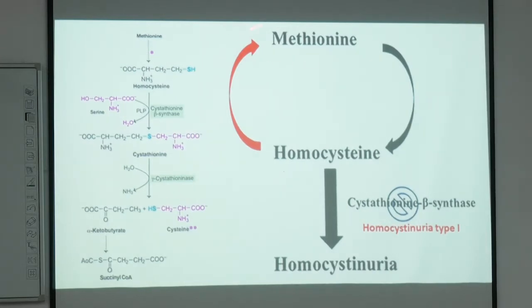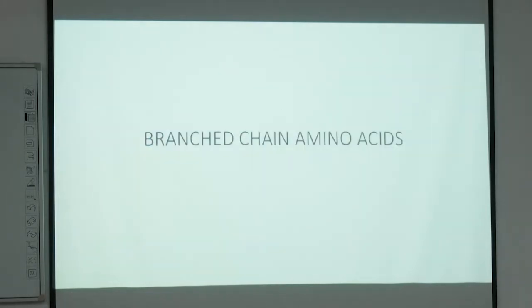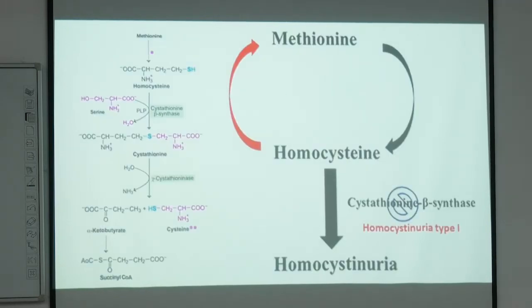So here, from methionine, we are getting homocysteine. From homocysteine, it is either converted back to methionine or it is converted to cysteine or cystine. But when this pathway is blocked due to deficiency of cystathionine beta synthase, we are having homocystinuria type 1. Synthase. It's type 1.